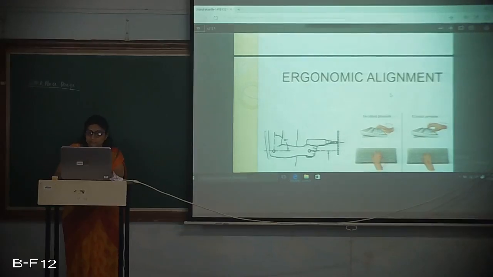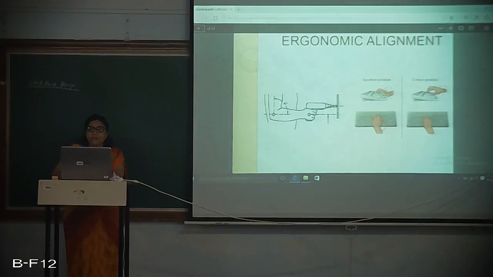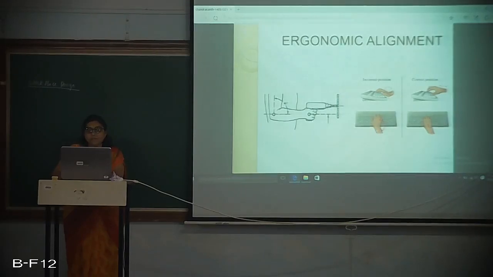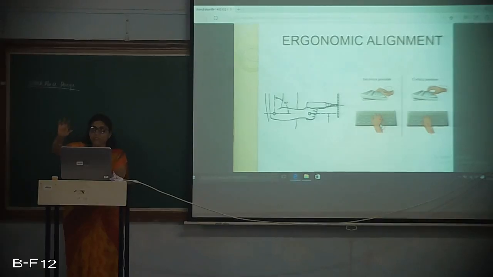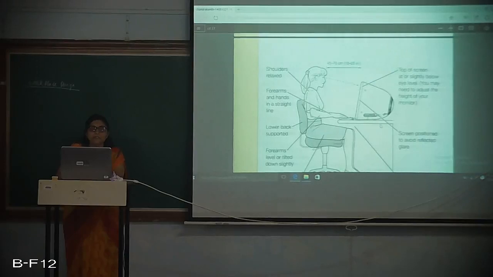You can see this is the incorrect position of holding while typing, and this is also an incorrect position. Our hand should be like this only, then type. This is the correct position.